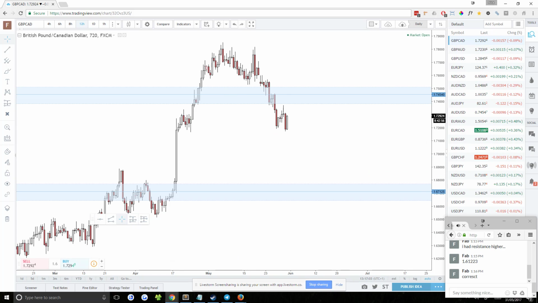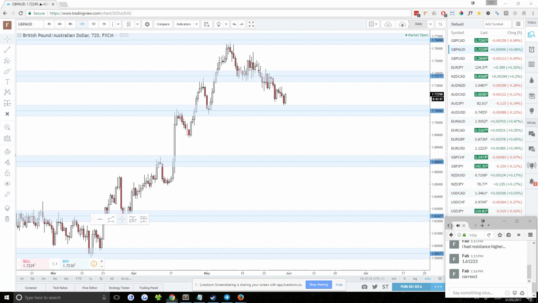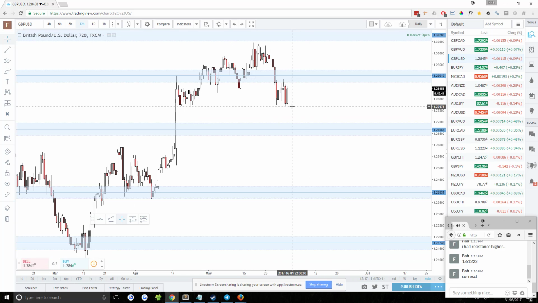Let's do a quick summary. GBPCAD, we have the same deal as yesterday. I'm looking for a pullback to hit for a continuation. GBPAUD, same situation as yesterday. I'm looking for a pullback to here for a continuation. GBPUSD, again, same as yesterday. I'm looking for a pullback to roughly there for a continuation.